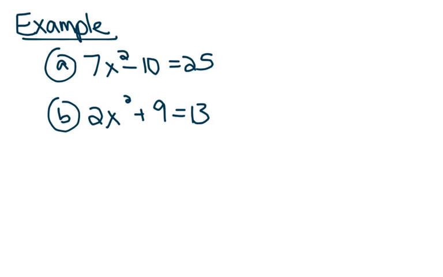Now on your own, you're going to try to solve these two equations. 7x squared minus 10 equals 25, and 2x squared plus 9 equals 13.